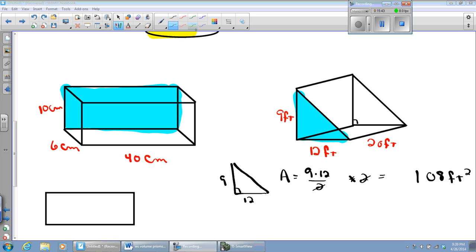Now, what's tricky for some kids is there's going to be 3 different rectangles. The only reason you won't have 3 different is if you have like an isosceles triangle, then 2 of the rectangles will end up being the same.